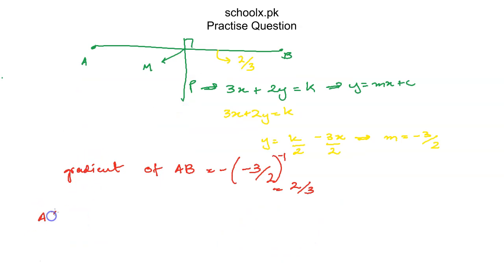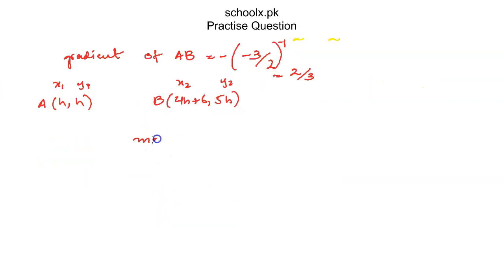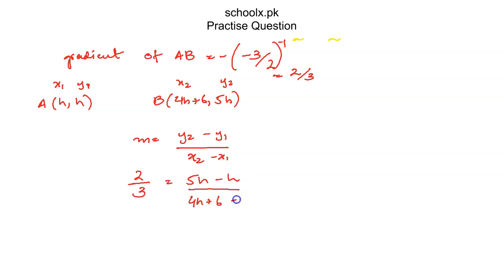Now A is (h, h), B is (4h + 6, 5h). Let's take these as x1, y1, x2 and y2, and put this in the formula for the gradient, which is m = (y2 - y1)/(x2 - x1). The gradient is 2/3. So y2 is 5h, y1 is h, x2 is 4h + 6, x1 is h. When we compute this up, we get h = 2.